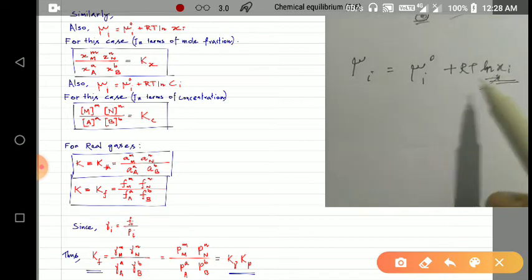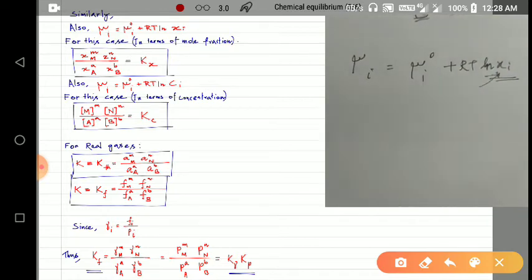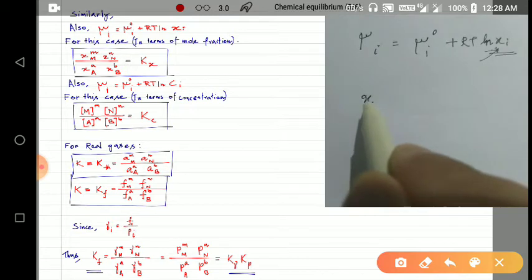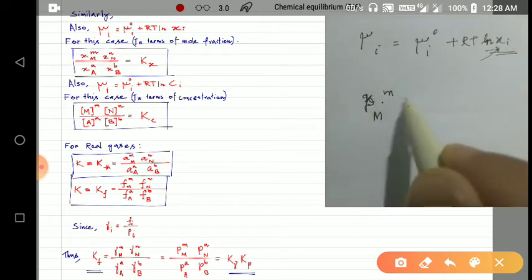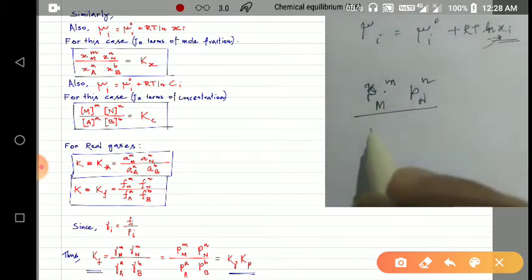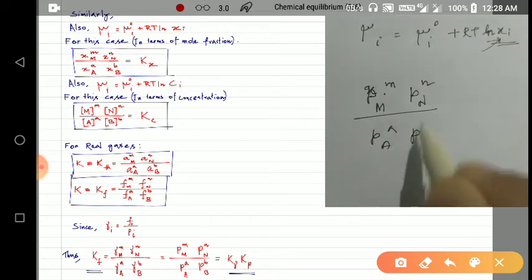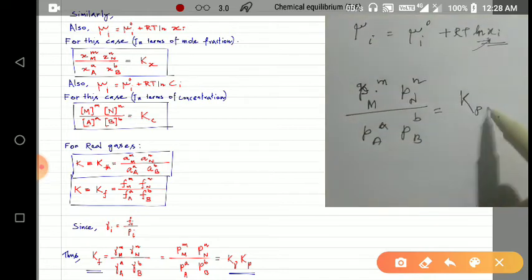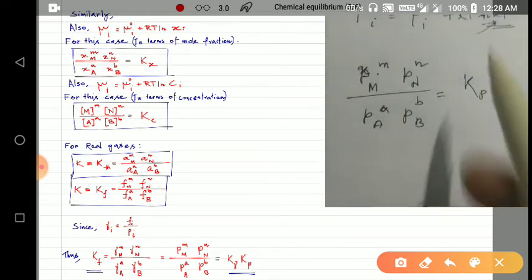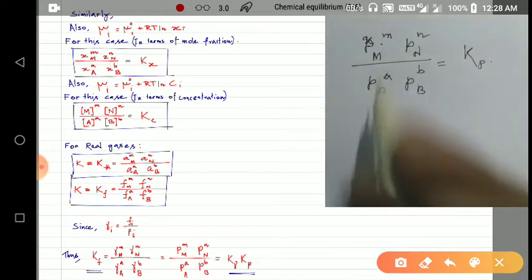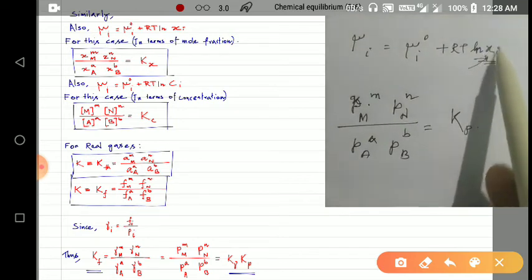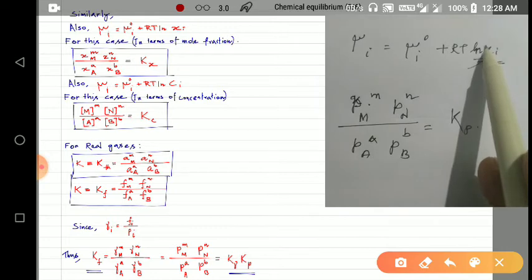If you replace pressure by mole fractions, then the final law will be of this form. In place of pressure, what we have already is Pm to the power m, Pn to the power n divided by Pa to the power a, Pb to the power b is equal to Kp. It is already derived using the thermodynamical concept. So in place of this pressure, we can replace it by xi, that means the mole fraction.